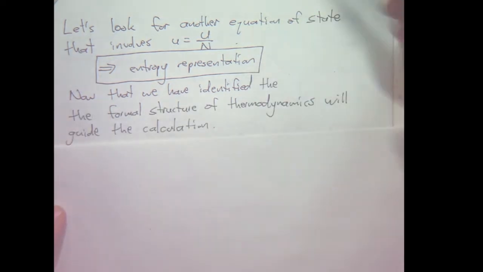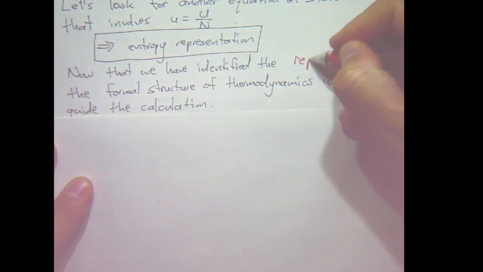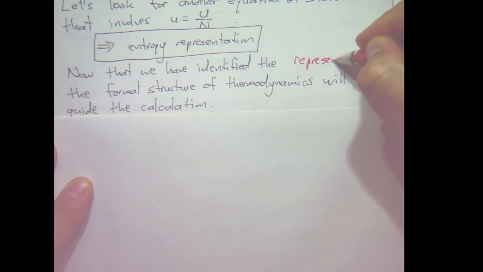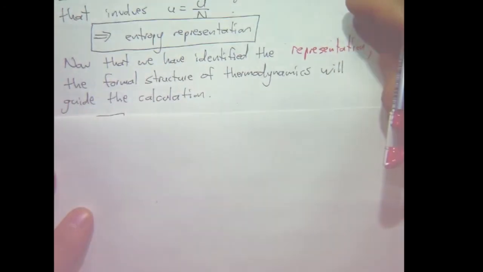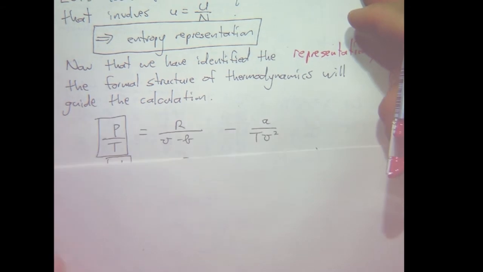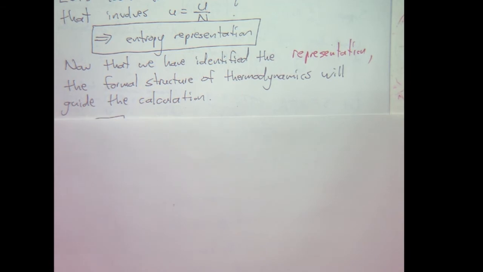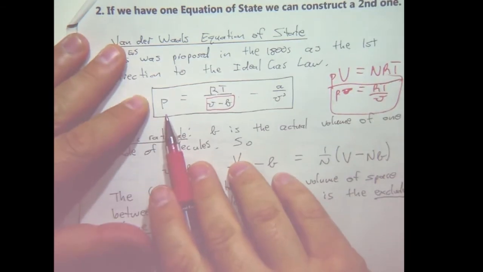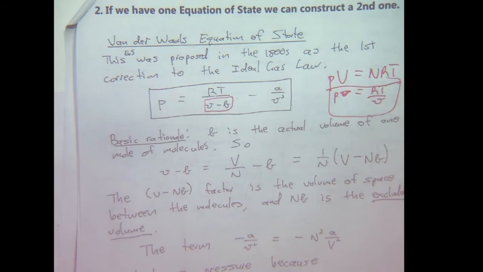So now that we've identified the formal structure of thermodynamics, now that we've identified the representation, there's a word missing there. The formal structure of thermodynamics will guide the calculation. Okay? So, what do we have? We have the entropy representation. So we need to rewrite the van der Waals equation of state in terms of the entropy representation. So how do we write it to make it conform to the entropy representation?